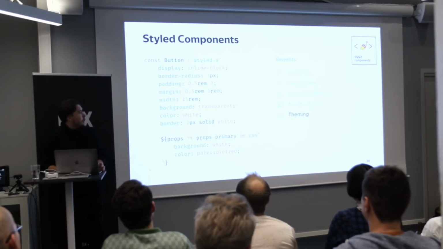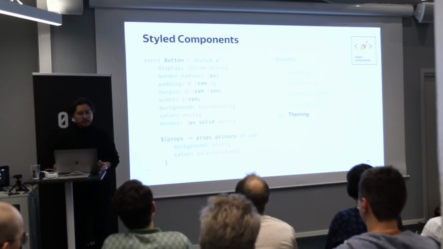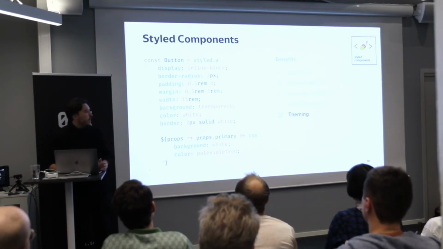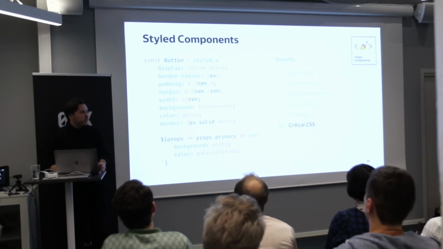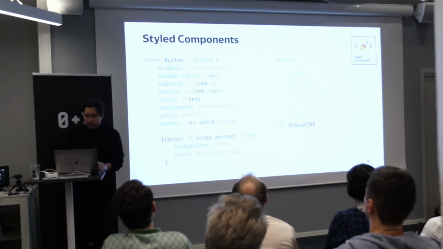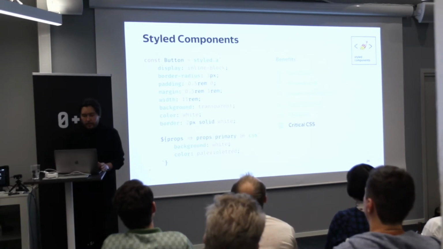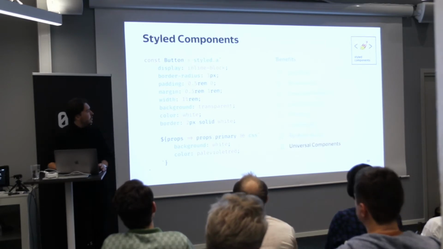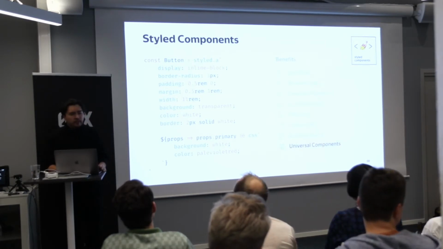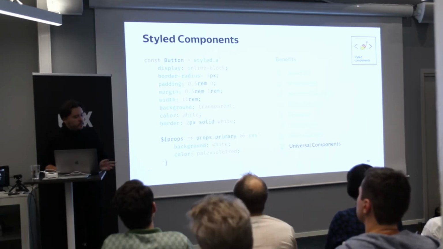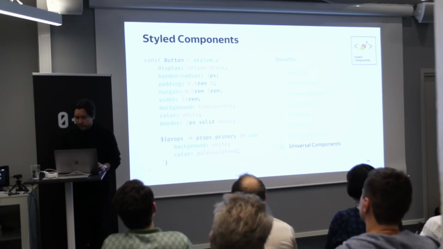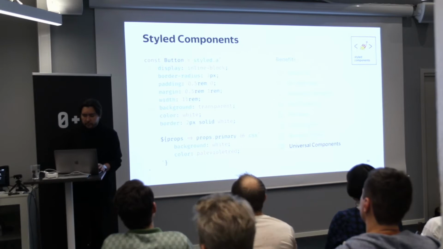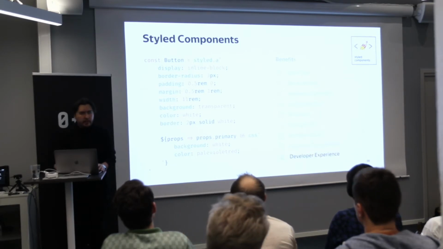So there are some complex things that you can do with theming, because this is just at runtime, so you can apply some variables from the runtime and it will work. You can have critical CSS out of the box, because you can just render the styles that you need to render, and you don't need to download all the styles of the whole application. You can achieve some things with universal components. For example, you can write the same code for React Native and React for the web, but it's quite tricky, and it doesn't really work for all of us, but yeah, it might work. And developer experience is better.